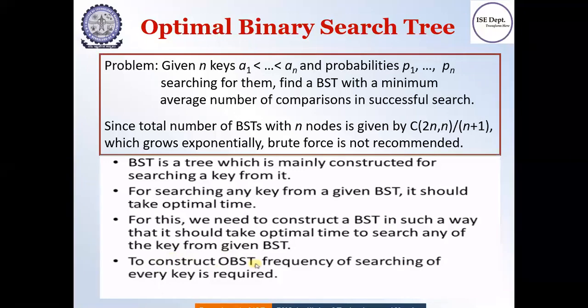Since the total number of BSTs with n nodes is, as we already said, the combination of 2n and n divided by n plus 1, which usually grows exponentially, we require a large number of comparisons. So instead of doing that, we are going for an algorithm for constructing it. We'll see how it works.